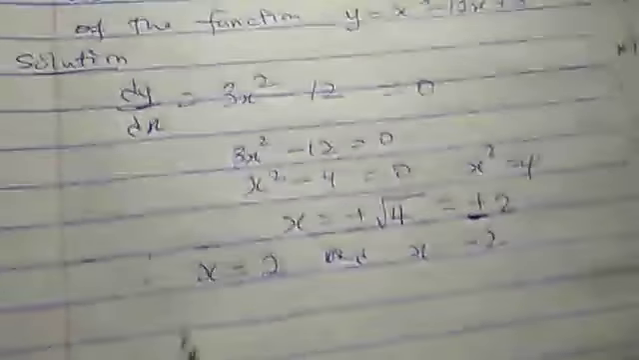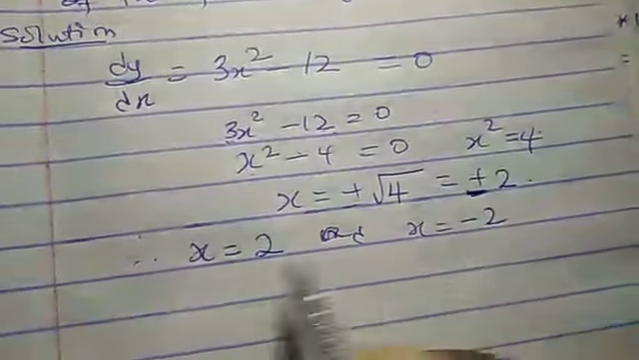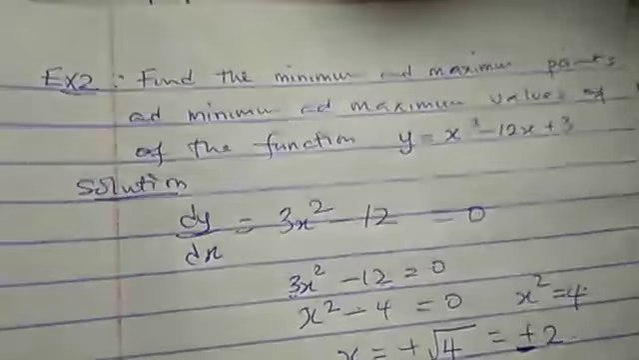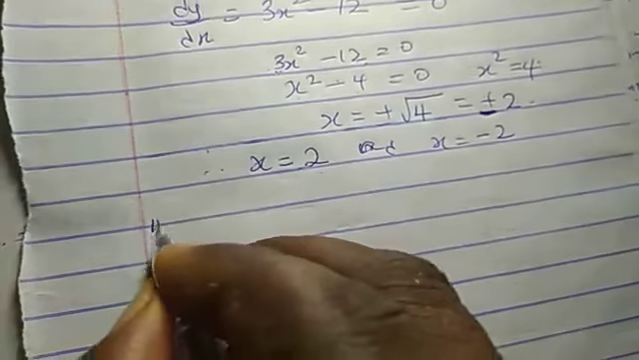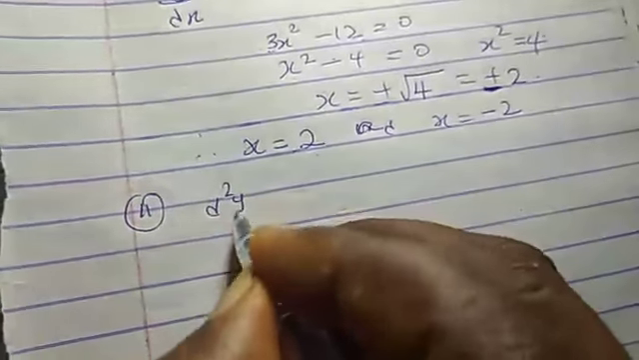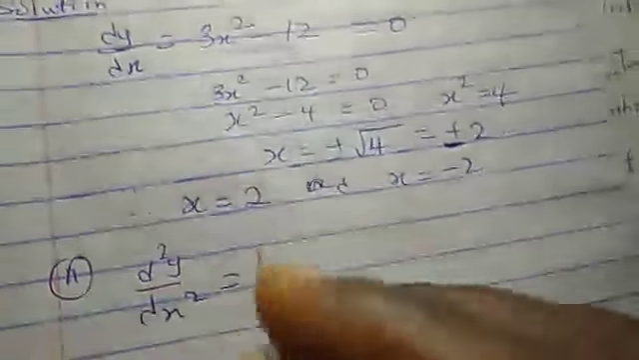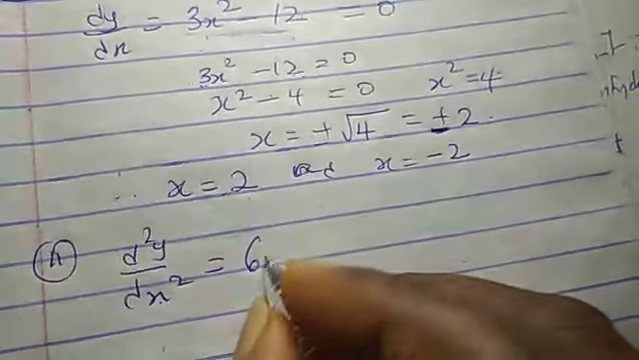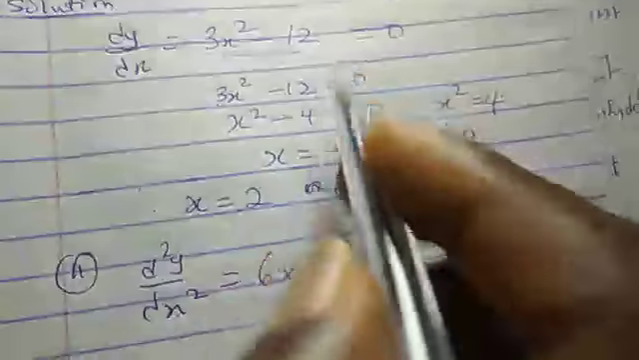Now, how do we know whether these two stationary points are minimum or maximum? We don't know. We now need to differentiate once again. Step 2, we differentiate once again like this. This is our first differentiation. Our second differentiation is you differentiate this once again. That is the meaning of this. And that will give me 6x. If you differentiate 12, that is 0.